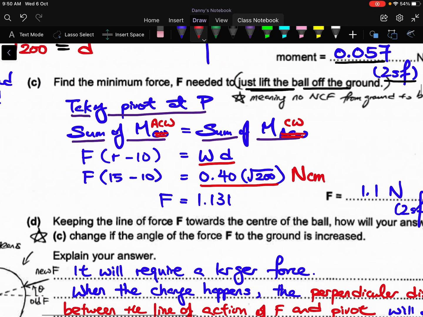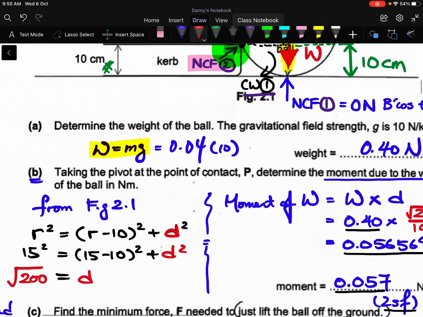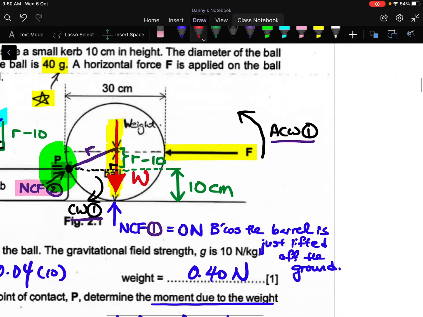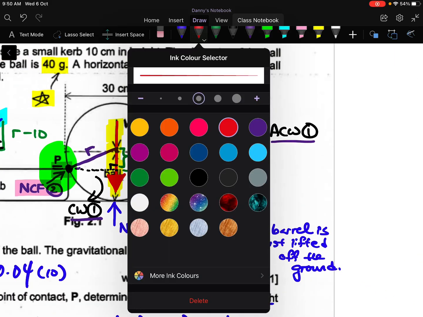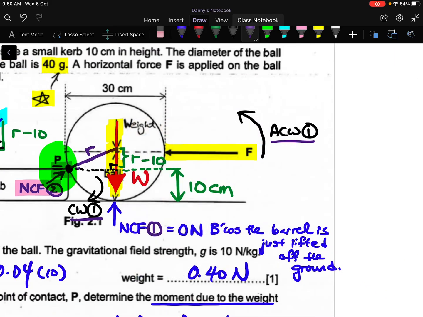Then for the other side, it is just the unknown pushing force multiplied by its perpendicular distance. If you refer to here, you can see that the line of action of F, which is here, will basically make this perpendicular distance. So let me draw it out. This is the line of action of F, and this will be the perpendicular distance.